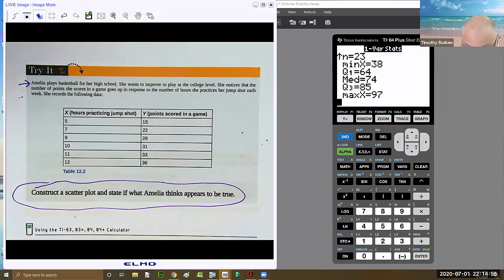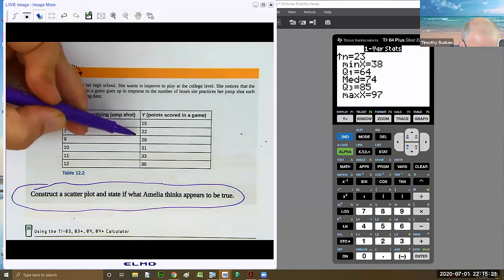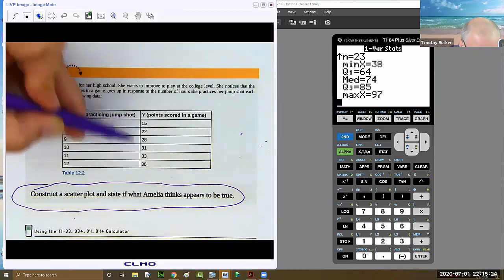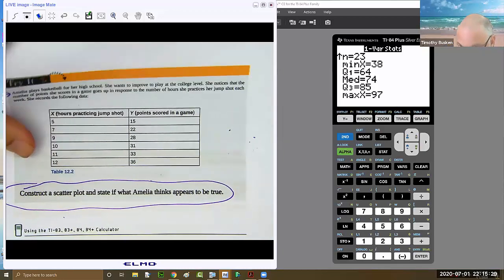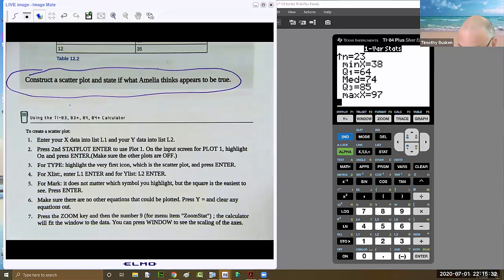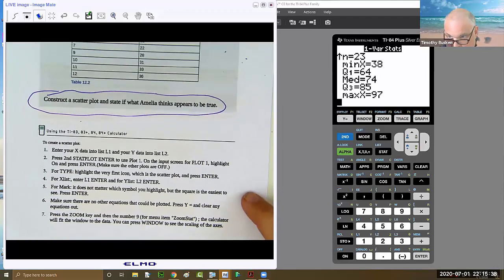And of course, you can just inspect the x and y table here. Notice the x values here are increasing, and that's the number of hours practicing. If she increases her number of hours, does it look like these numbers start to increase? It looks like generally they do. So I think we're going to answer the question is yes. But let's go ahead for giggles and grins and take a look at the graph on the calculator and how easy it is to get.